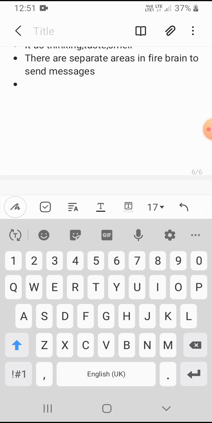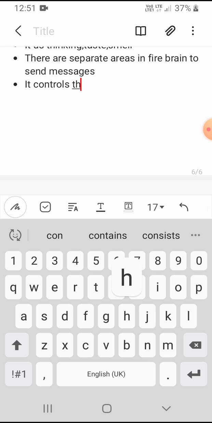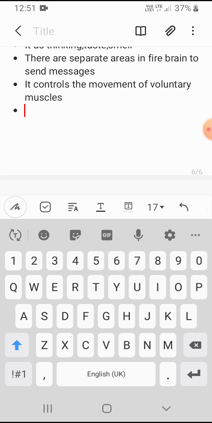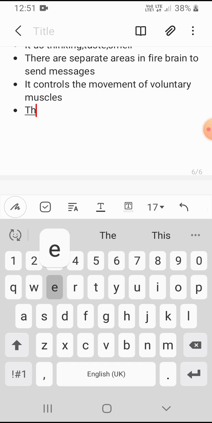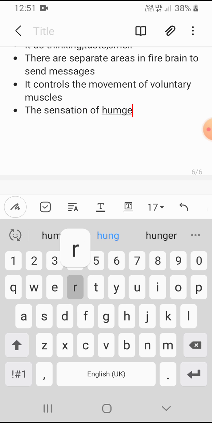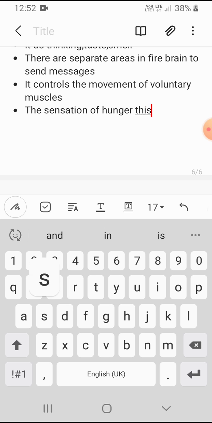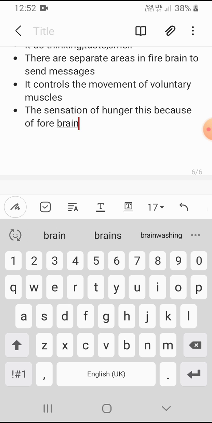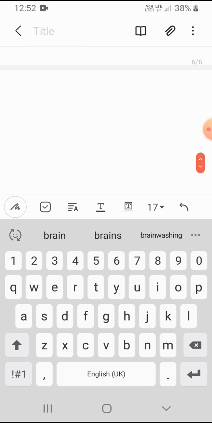Next is, so it controls the movement of voluntary muscles, the muscles movement it controls. And also we hear, so we feel the sensation of hunger. This is because of forebrain. We feel all of that. And in that it is cerebrum, as I said, cerebrum. This cerebrum belongs to the forebrain.